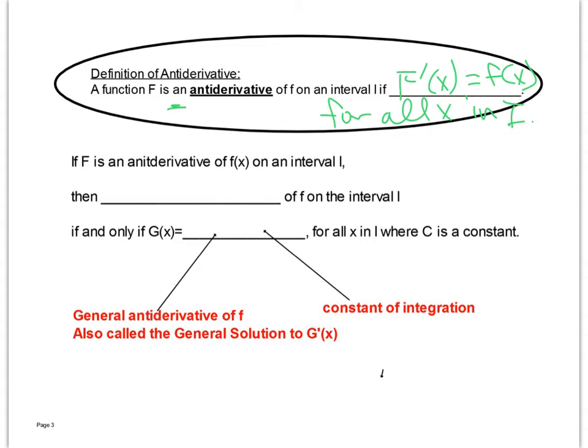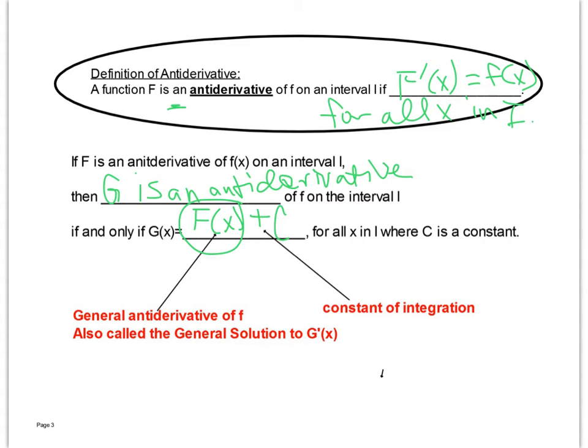So if F is an antiderivative of f on some interval I, then G is an antiderivative of f on the interval I if and only if the antiderivative G is equal to the antiderivative F plus c, which is exactly what we wrote on the other page, just with a big F and a big G. And I do not know why they tend to switch them so that the F and the G are on opposite sides of the equal sign, but they do in this one. C, remember, is the constant of integration. This is the general antiderivative, it's called, for some solutions G prime, and C is called the constant of integration. So those are important terminology points.